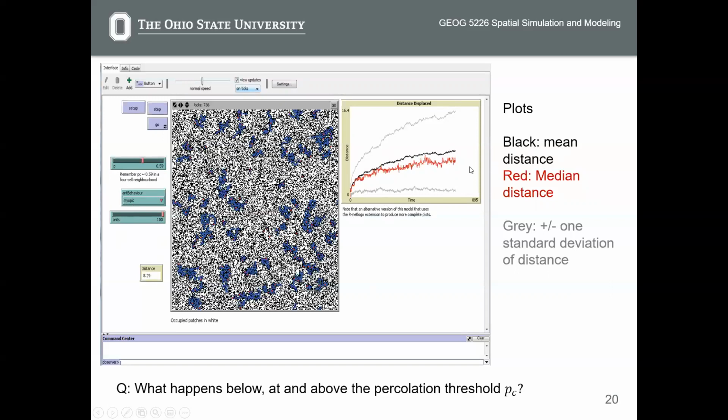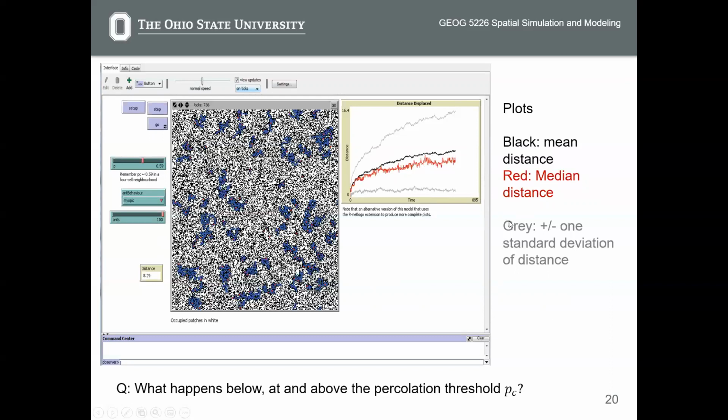The mean distance. The horizontal axis is for time. The vertical one is for the distance traveled by these ants. Black is the mean distance calculated from all ants. Obviously, it changes across time. Red is the median distance, right? Mean and median are both measures of the central tendency of the data, right? Which one to use depends on the specific distribution of your data set, right?